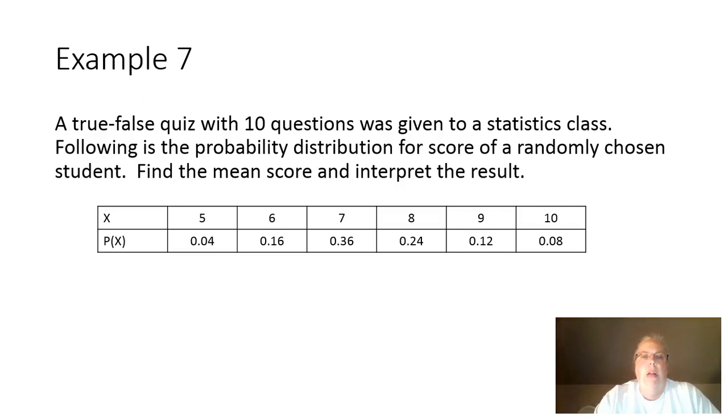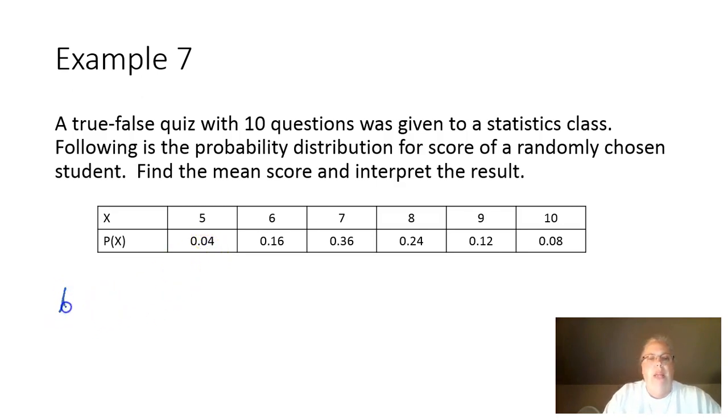Example 7. A true-false quiz with 10 questions was given to a statistics class. Following is the probability distribution for the score of a randomly chosen student. Find the mean score and interpret the results. Alright, according to our formula, we want to take each one of our scores and multiply it by the probability that a student will get that score.